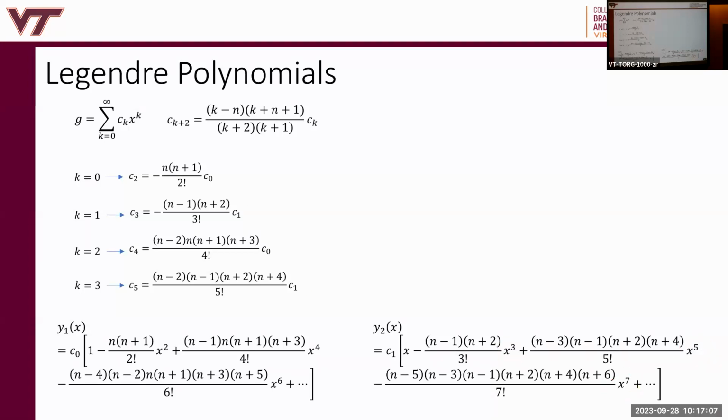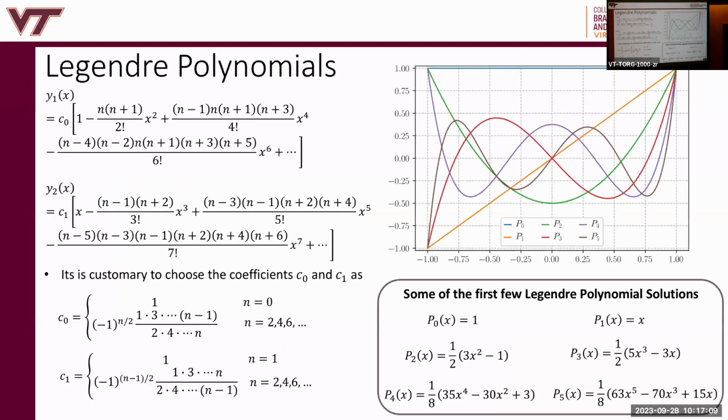Okay, you're going to detail this in your homework. So we have these two solutions, y1 and y2. It is customary to choose the coefficients C0 and C1, those are the degrees of freedom, in the following manner. If you choose them in that way, then you end up with these functions. So there's an even and an odd series, right? These are called the Legendre polynomial solutions, and they're plotted here.